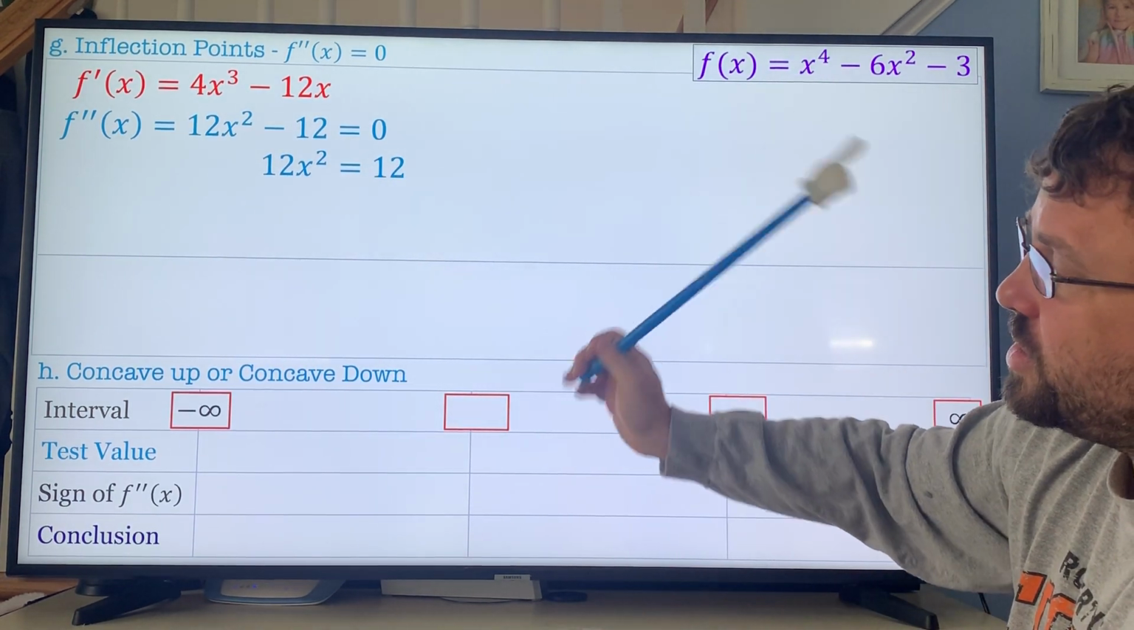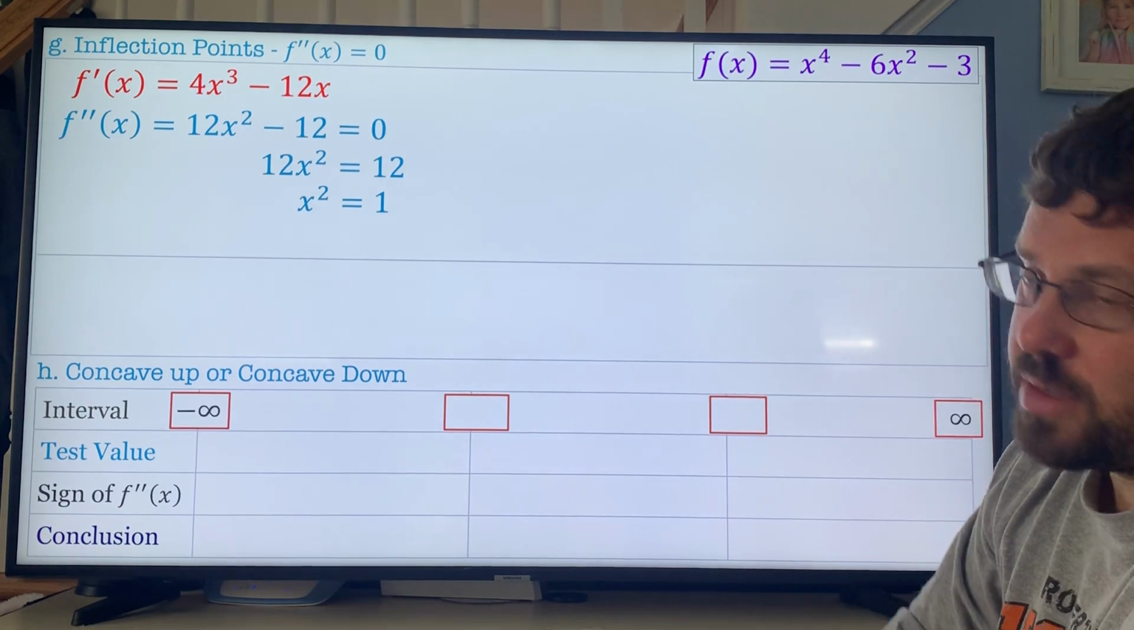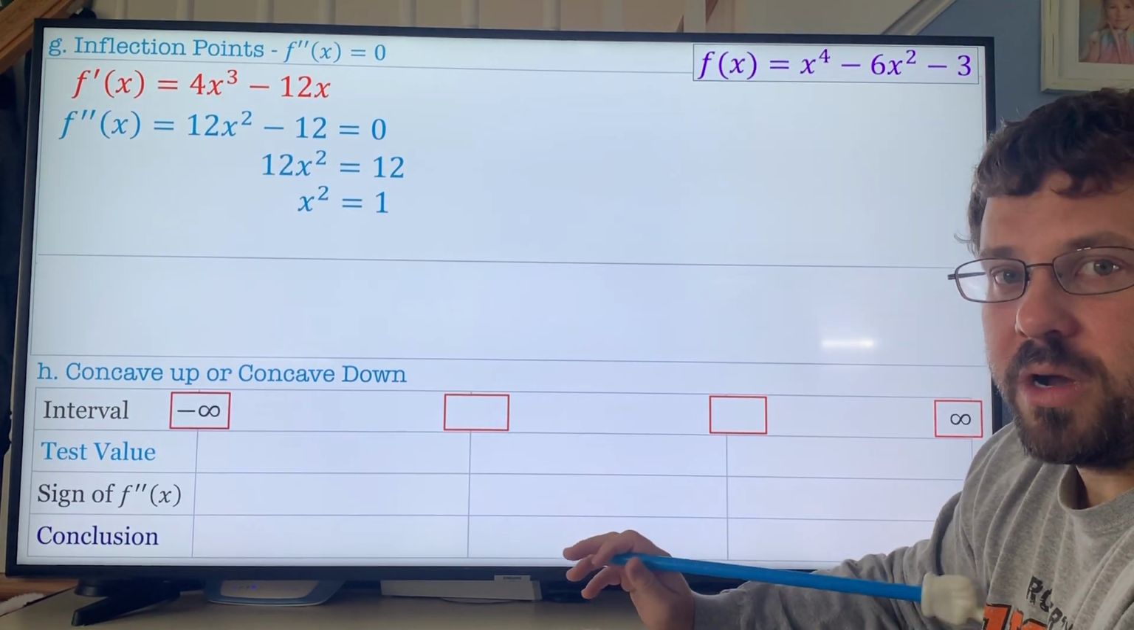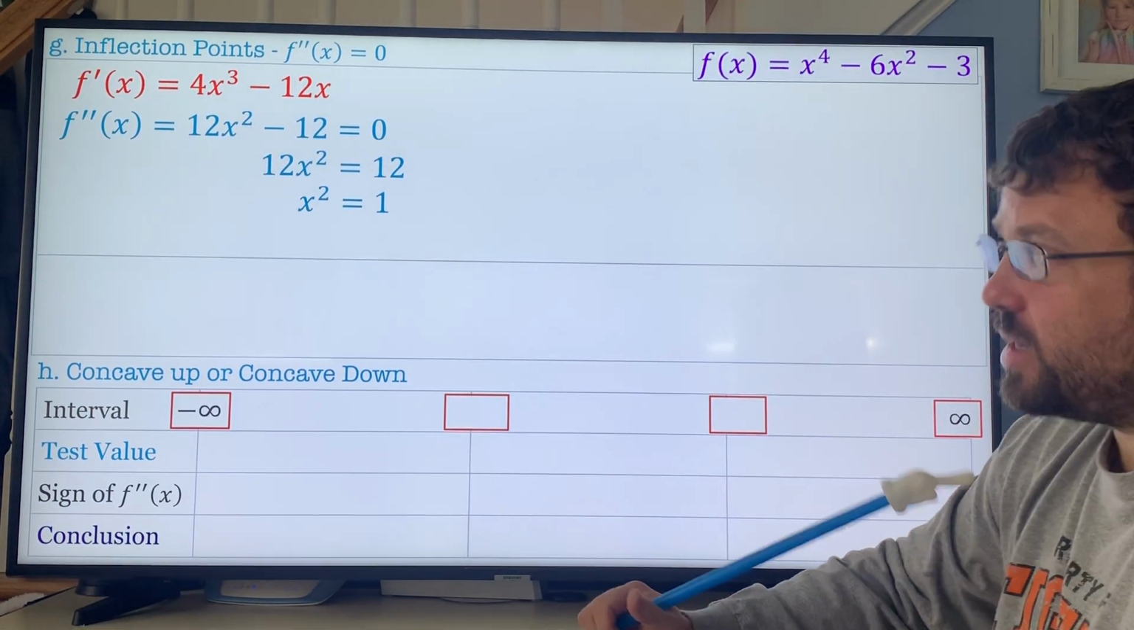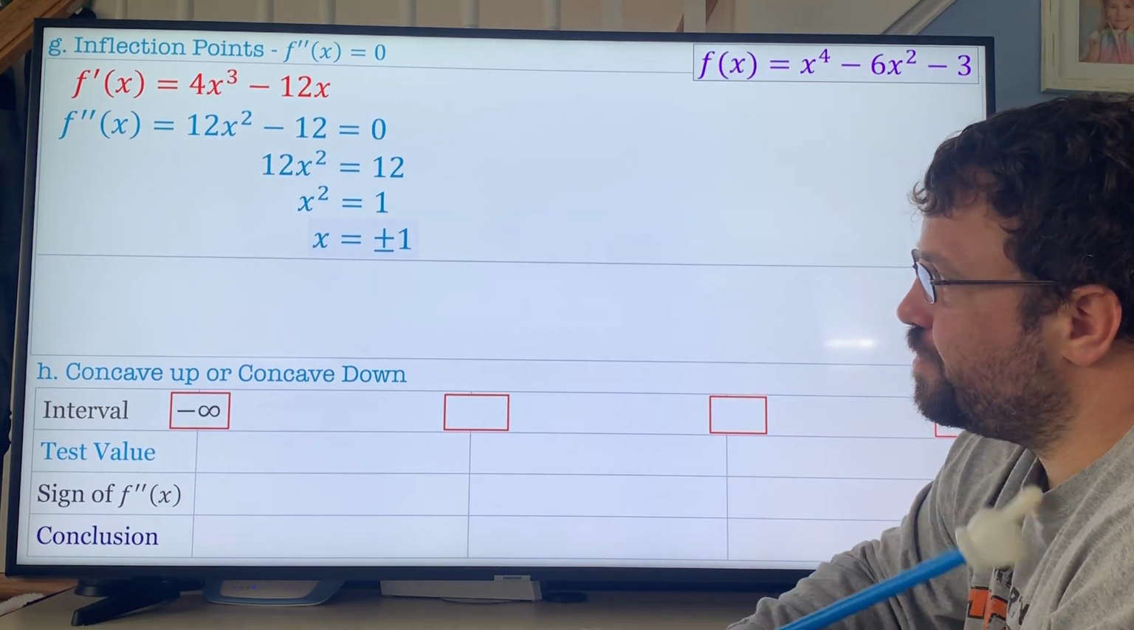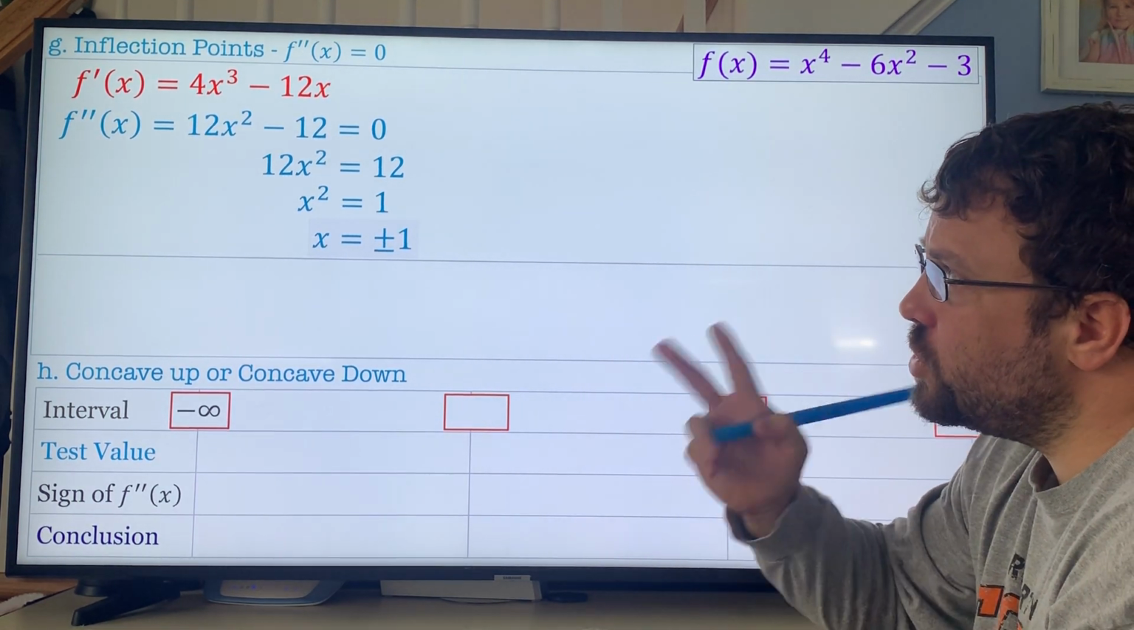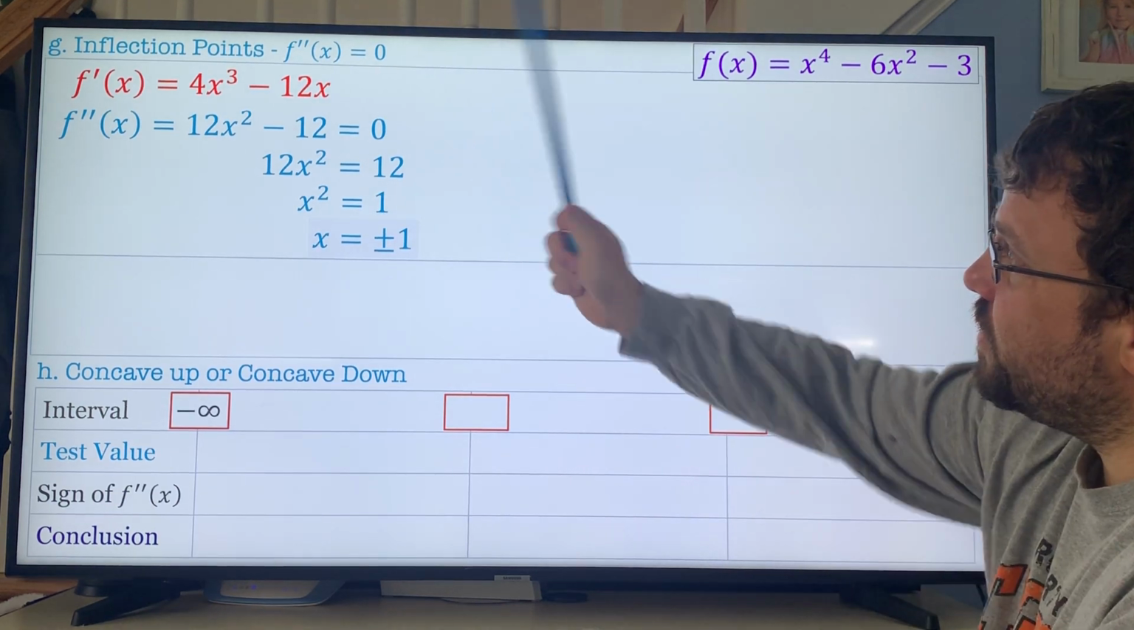Because in this situation anyway, you divide everything by 12 and you get x squared equals 1. So since x squared equals 1, anytime you have x squared equals number, it's plus or minus. So x equals plus or minus 1. Those are my two critical numbers I'm going to use to find my inflection points.